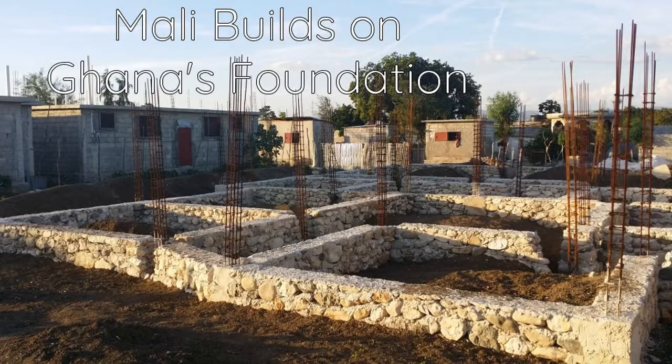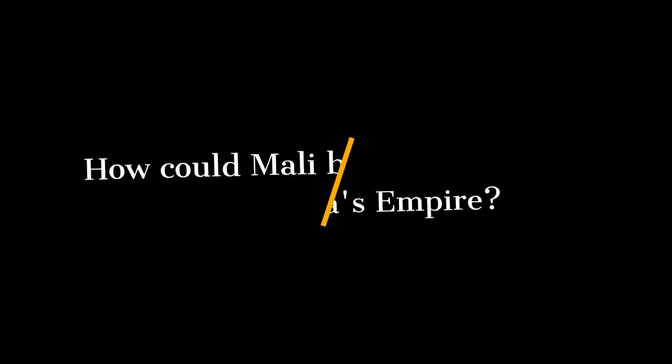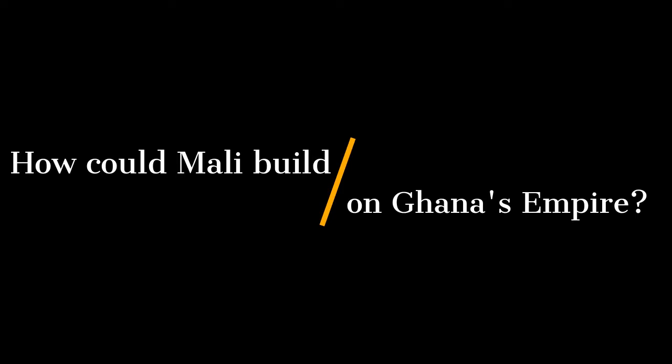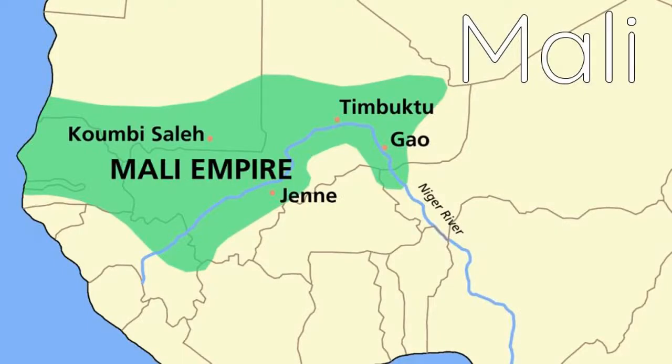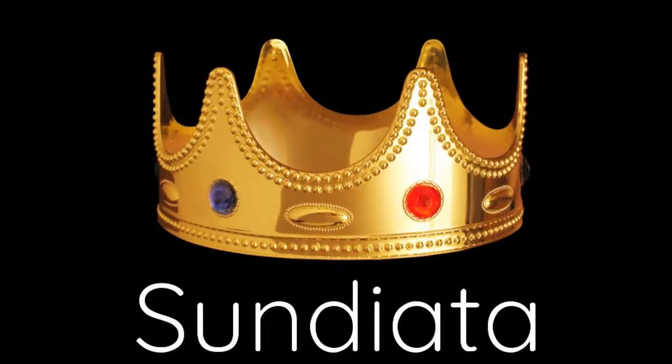Our first section we're going to be talking about is Mali builds on Ghana's foundation. You can find this on pages 165 and 166 in the textbook. The question we want you to be thinking about: how could Mali build on Ghana's empire? The Empire of Mali was formed around 1240. It was located in the southern area of what had been Ghana's empire. The Malinke people founded the Empire of Mali. A great chief named Sundiata led the Malinke.